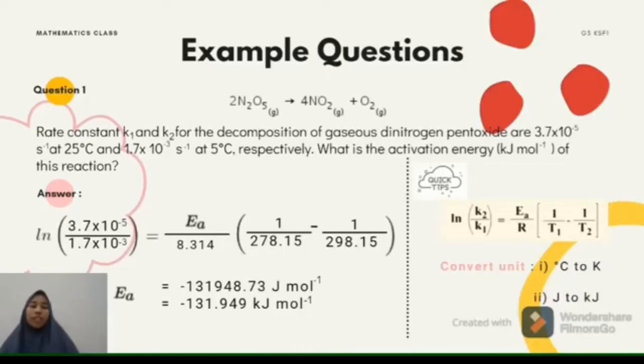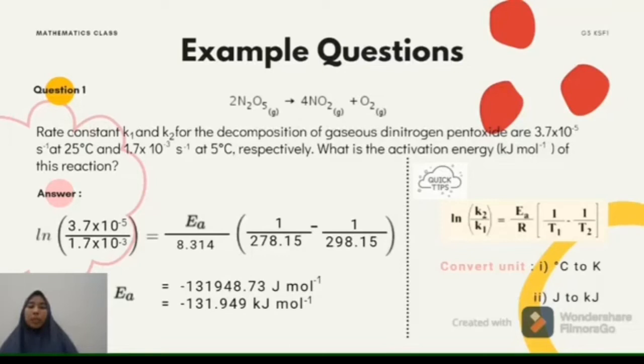Okay, question 1. Rate constants k1 and k2 for the decomposition of the gas nitrogen peroxide are 3.7 times 10 to the power of -5 s⁻¹ at 25 degrees Celsius and 1.7 times 10 to the power of -3 s⁻¹ at 5 degrees Celsius respectively. What is the activation energy in kJ mol⁻¹ of this reaction? Okay, firstly, we look at the quick tips. We have all of the information, which is k1, k2, T1, T2, and also R. For R, we just use the constant, which is 8.314.